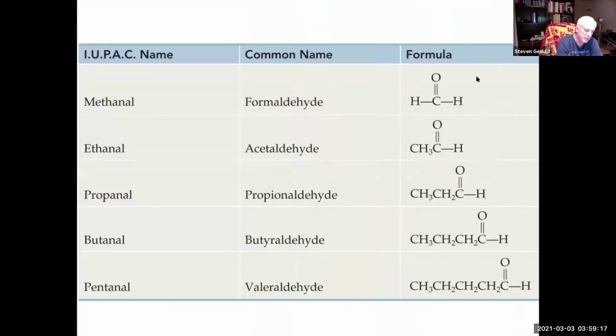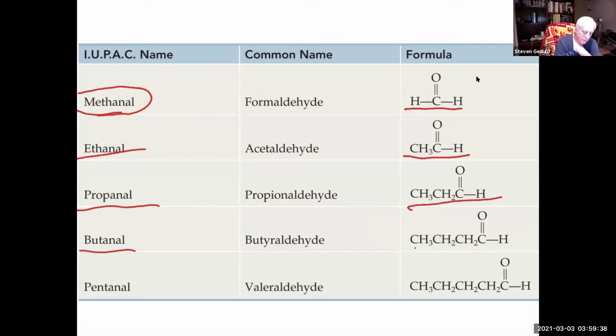So here are the different common names that you might run into. But these are the ones I want you to know, the IUPAC names. I'm not going to quiz you on common names. Methanal is formaldehyde, with 1 carbon. Ethanal, 2 carbons. Propanal, 3 carbons. Butanal, 4 carbons. Pentanal, 5 carbons. And pentanal is valeraldehyde, butyraldehyde, propionaldehyde, acetaldehyde, or formaldehyde. Again, those are just the common names for it.